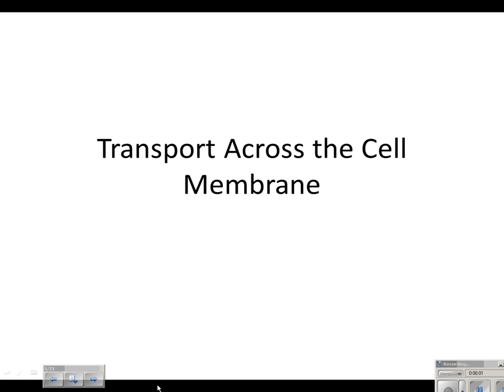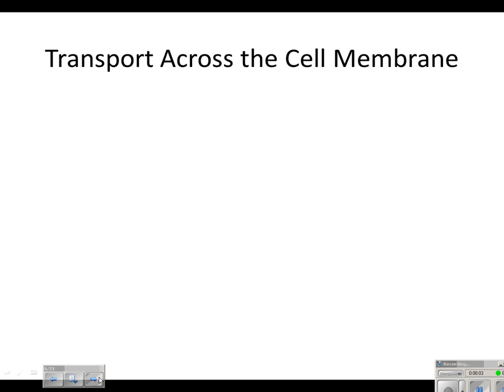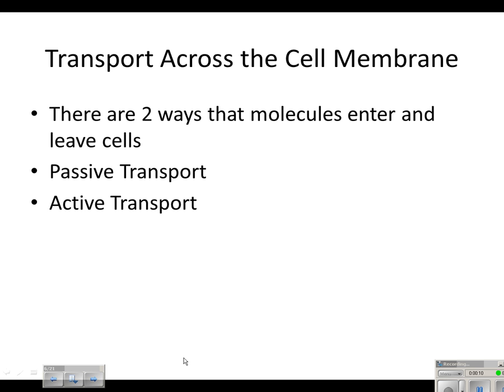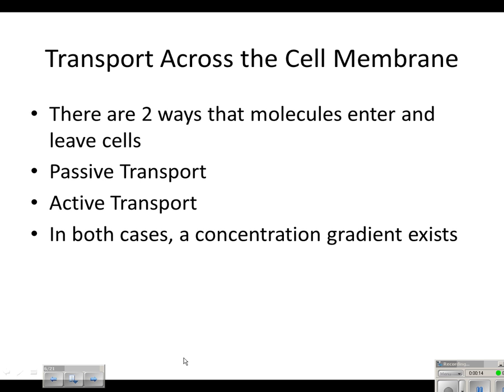Let's take a look at transport across the cell membrane. There's two ways that molecules enter and leave cells, through passive transport and active transport. In this lesson, we're going to focus on passive transport, and another lesson will focus on active. But in both cases, a concentration gradient exists.